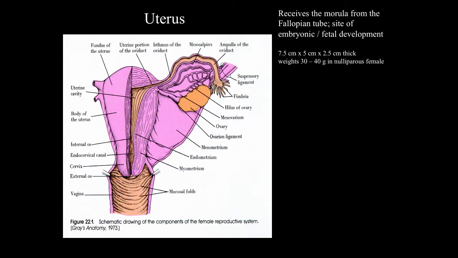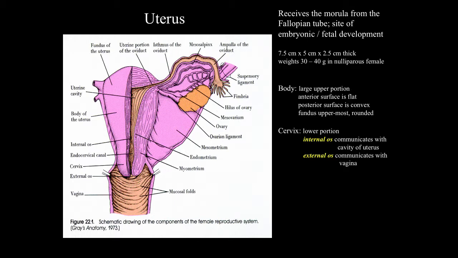The uterus receives the morula from the fallopian tube. As you know, the uterus is the site of embryonic and fetal development. In a woman who has not given birth, the uterus weighs about 30 to 40 grams. It may be something like 7.5 by 5 centimeters by 2.5 centimeters thick. The body of the uterus has a large upper portion. The anterior surface is flat. The posterior surface is rather convex.